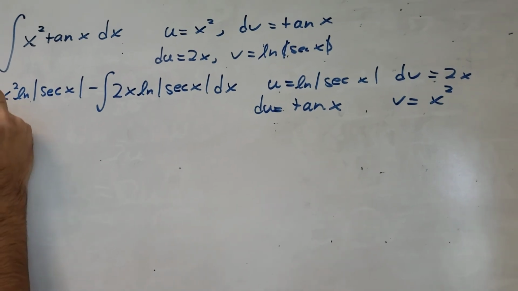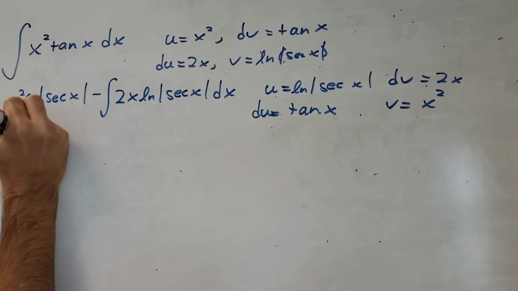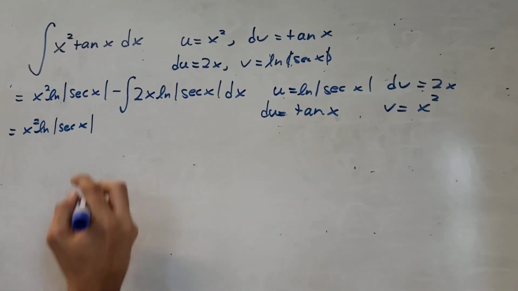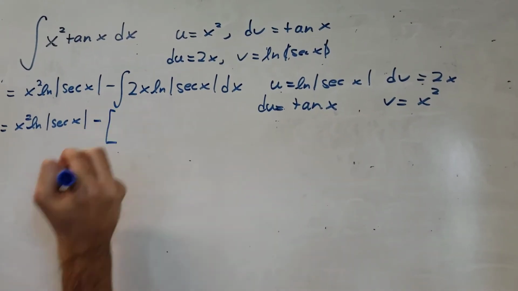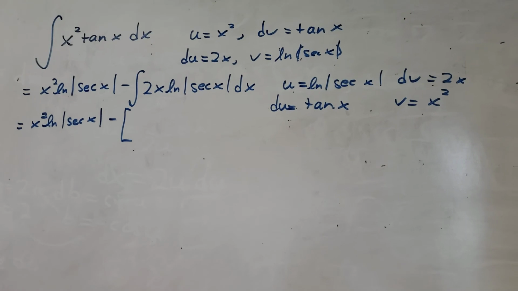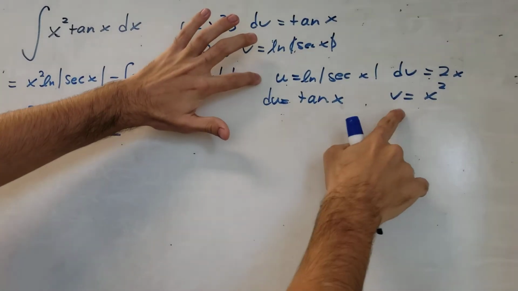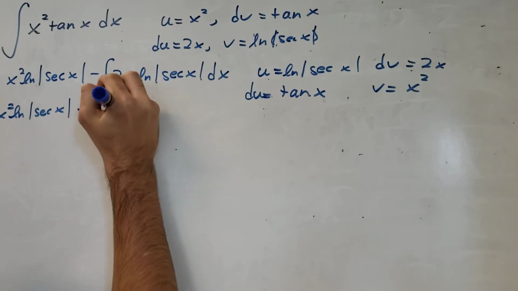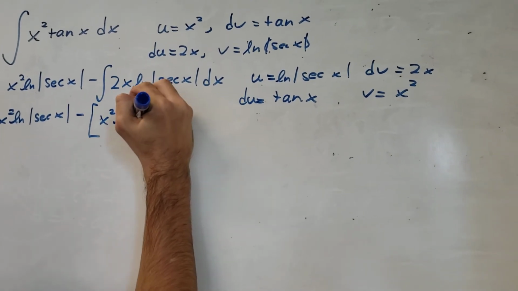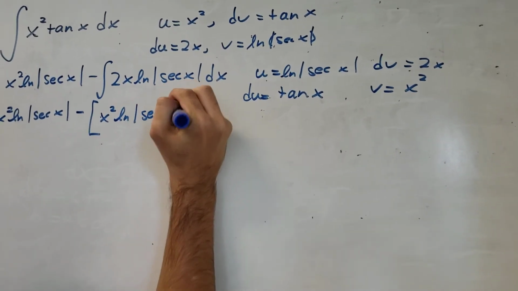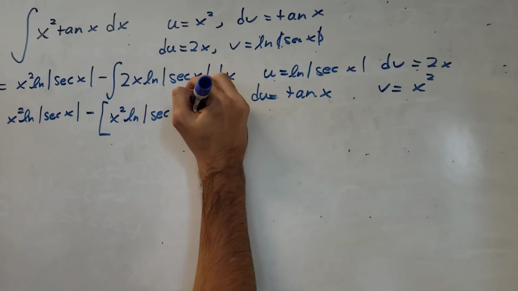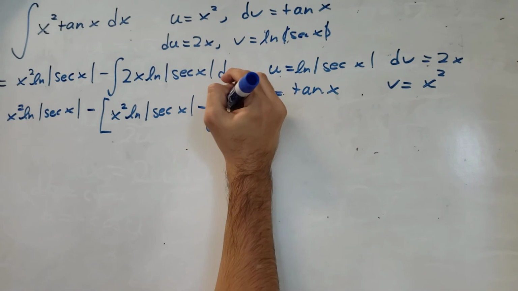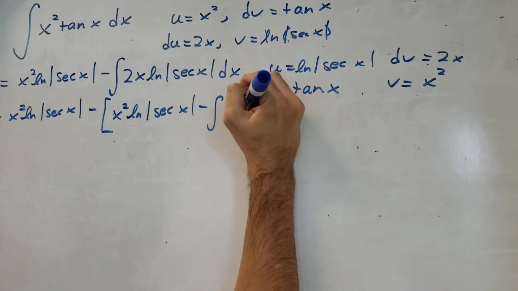So this is going to be x squared times the natural log of secant x. That was already there. Take this minus sign and make sure you distribute it, because that minus sign is really important. So it's u times v, x squared times the natural log of secant x, and take the minus sign, the integral of v du, which in this case is just x squared times tangent x.